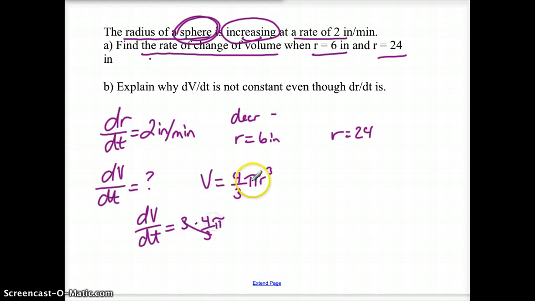So that's going to cancel. And then subtract 1 from the exponent. And also remember to multiply by the derivative of that inside function there, the radius, because it's based on time, not r. Now we can plug in values.